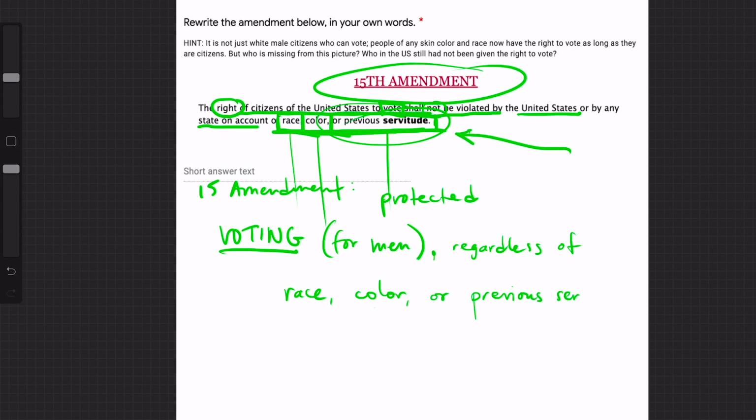Previous servitude. And again, previous servitude means the things you have served in previously. So an African American free person previously was an enslaved person. They were in a servitude.